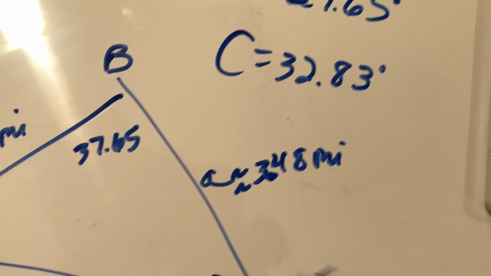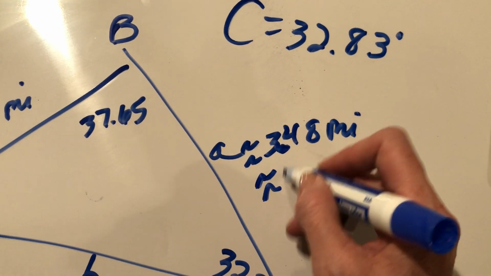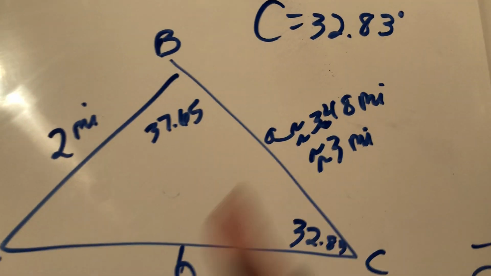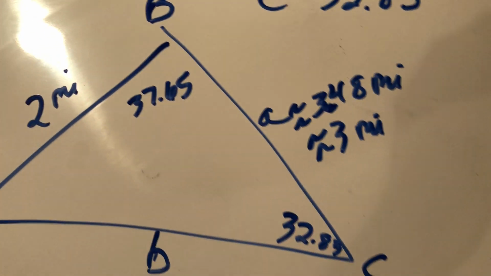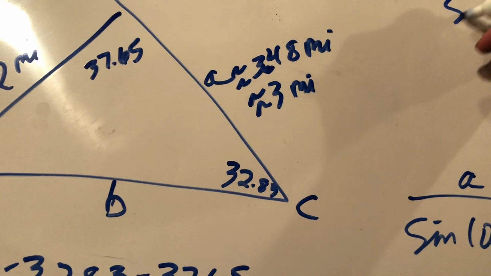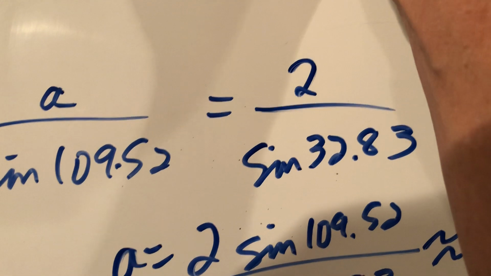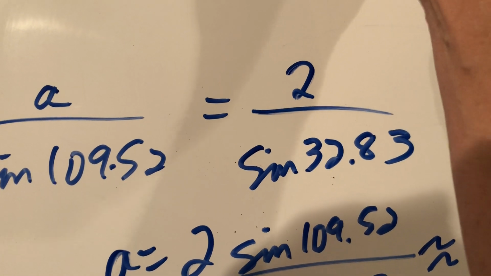But you've got to read carefully. I think the computer just wants it to the nearest whole number. That one was to the nearest whole number, so this one's to the nearest whole number. Now we want to find B, so we set up little b over sine of 37.65 equals, and you're going to use the 2 and the sine 32.83 again.